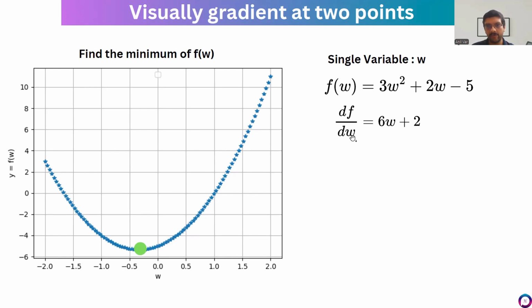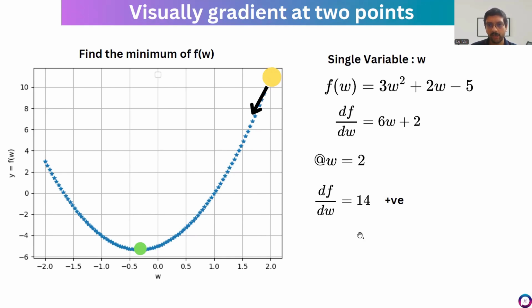So this function, df by dw, is 6w plus 2. That's the derivative. Let's take this point, w is 2. So what is df by dw? You substitute 2 in this expression. You get 6 times 2 is 12, plus 2 is 14. So you've got df by dw, that is the derivative, which is the gradient of the function, is 14.